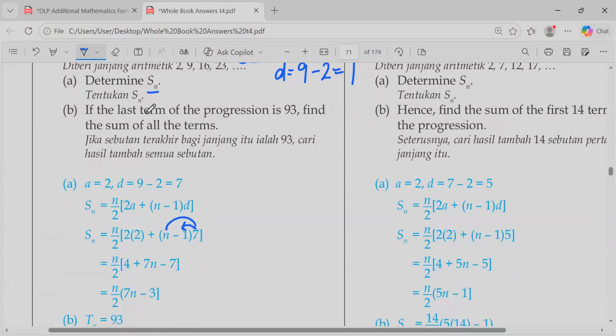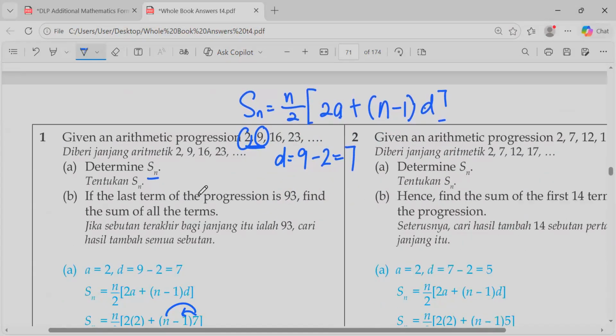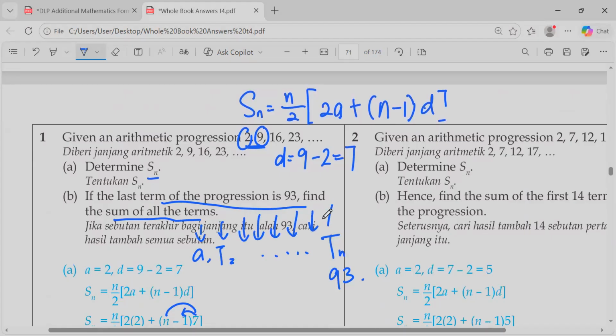And then the second one. Okay, this is different. If the last term, meaning the sequence from a until the last term, is 93, find the sum of all terms. So we are not sure how many terms there are. We need to find out the number of terms.